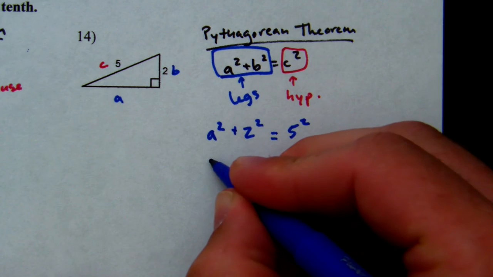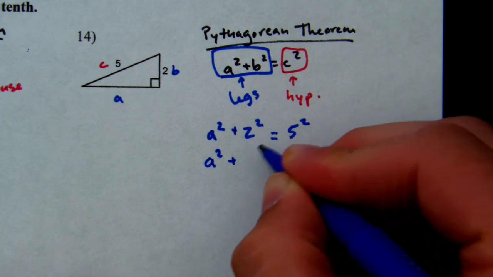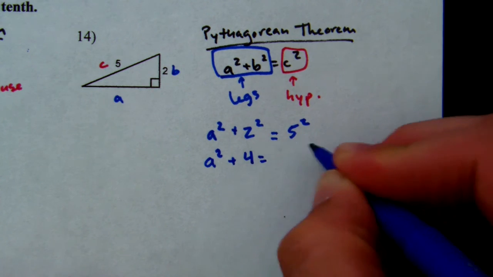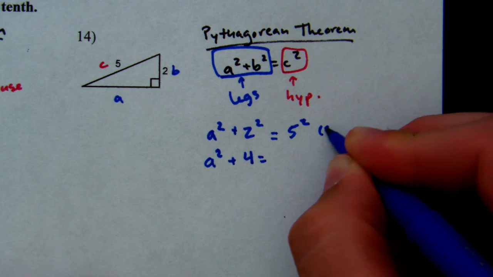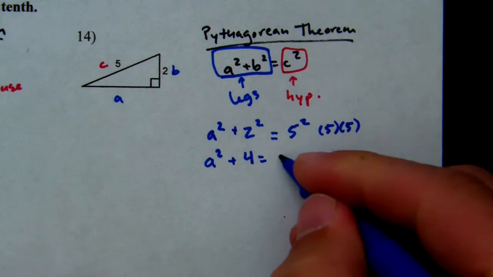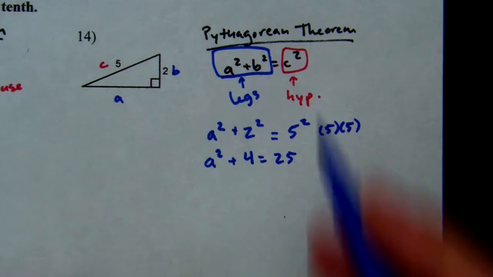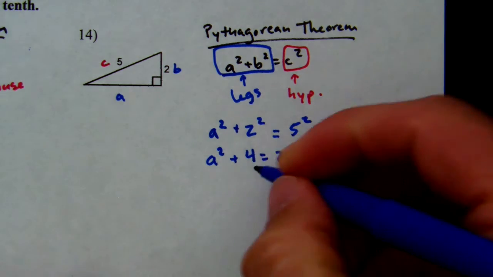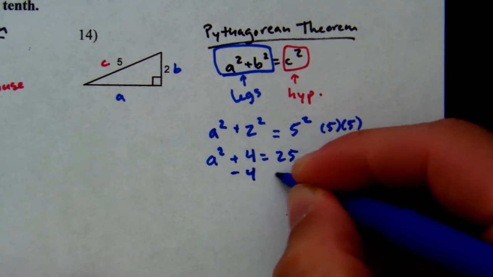We cannot simplify A squared, so we leave it. 2 squared is 2 times 2, and 2 times 2 is 4. 5 squared is 5 times 5, and 5 times 5 is 25. All right? Now, to find what A is, we have to move this plus 4 first. And to move the plus 4, we do it by opposite operations. So we say minus 4.